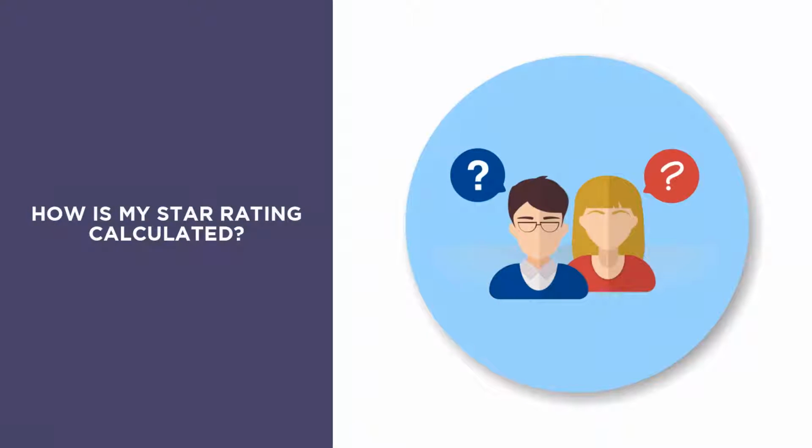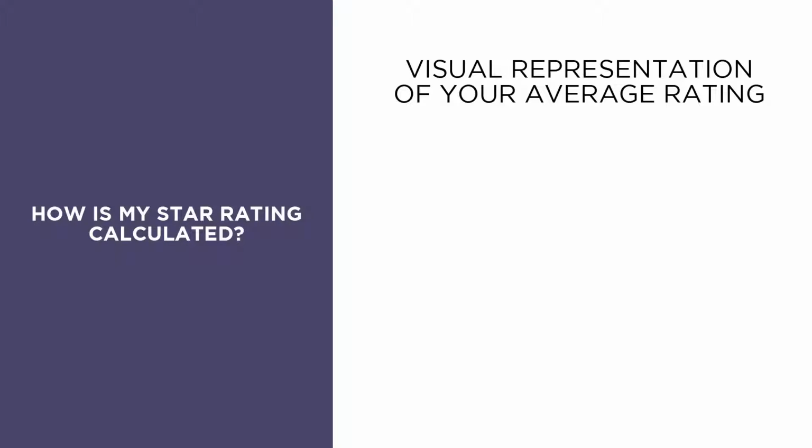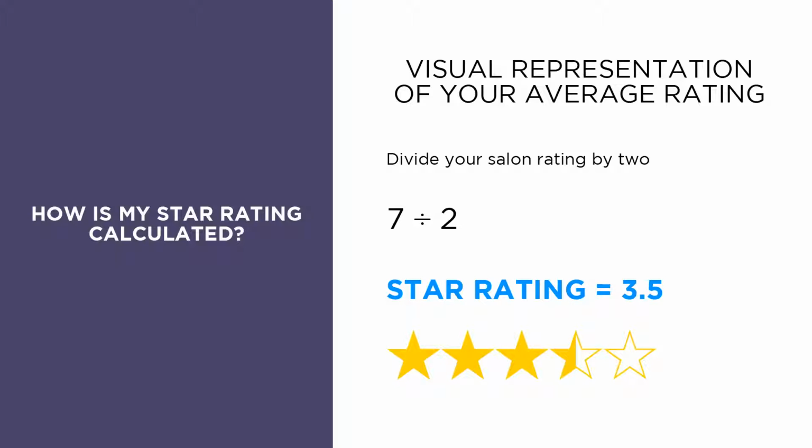How's my star rating calculated? The star rating is a visual representation of a salon's average rating. To calculate the star rating, the salon rating is divided by 2. For example, if a salon has a rating of 7, then their star rating would be 3.5 stars.